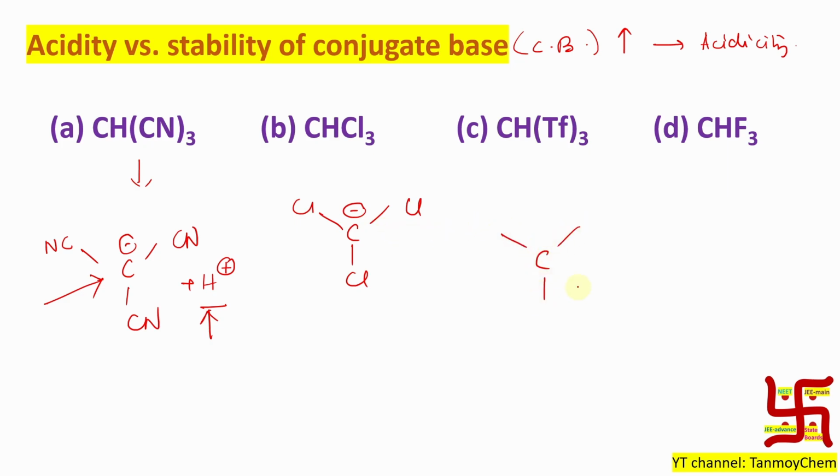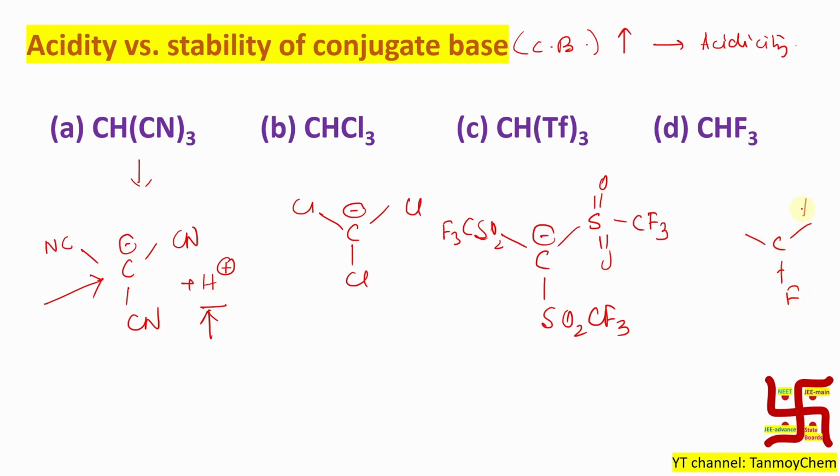Now this triflate part is very important. Triflate means this trifluoromethyl, and the sulfur has double bonds to both oxygens. So here is the negative charge. By the way, I am not writing the other structures because it is relatively more time consuming. And this is CF3, similar to chloroform, this CCl3.